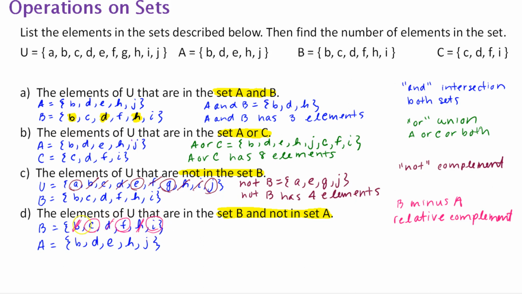And this may seem somewhat familiar. Notice B, D, and H in the first problem when we found A and B, those were the elements they do have in common, whereas B and not A are the elements that they don't have in common. So B and not A equals the elements C, F, and I, and has 1, 2, 3 elements.